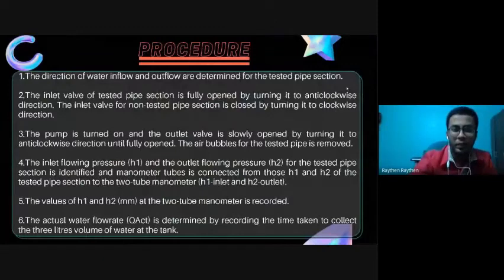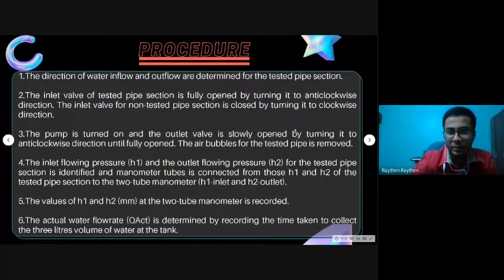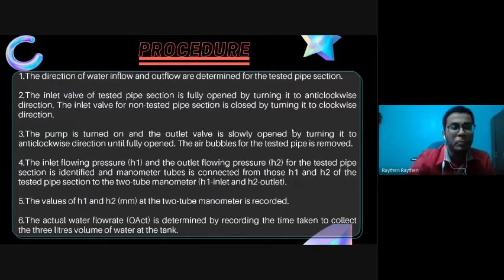Hi, I'm Vedan and I'm going to present the procedures. So first, the direction of water inflow and outflow are determined for the tested pipe section. The second step will be the inlet valve of the tested pipe section is fully opened by turning it anti-clockwise. The inlet valve for the non-tested pipe section is closed by turning it clockwise. Third step will be the pump is turned on and the outlet valve is slowly opened by turning it anti-clockwise until fully opened. The air bubbles for the tested pipe are removed.